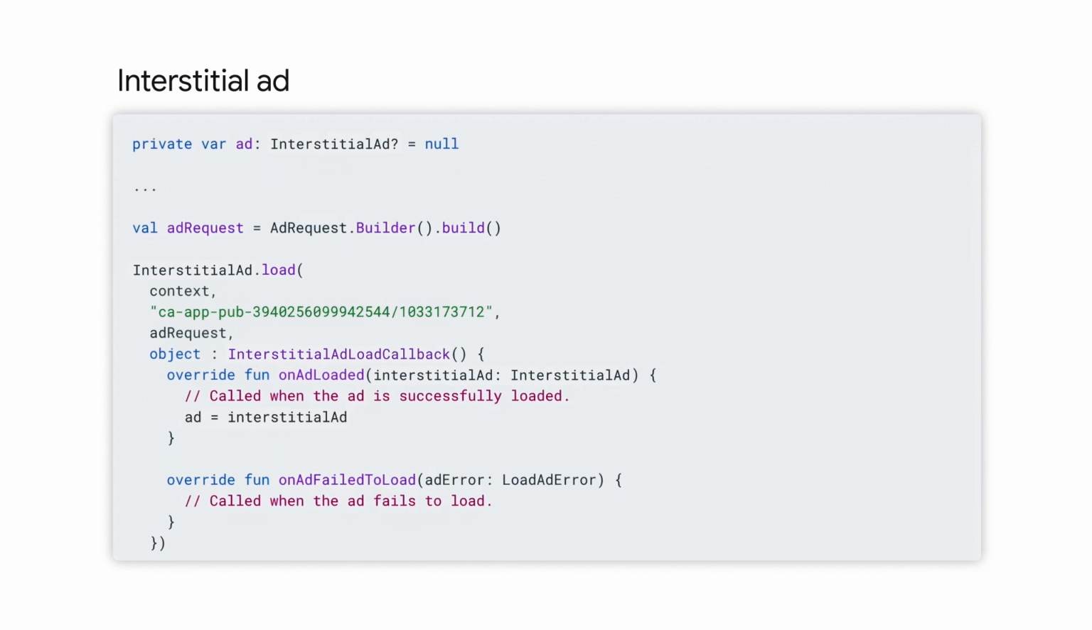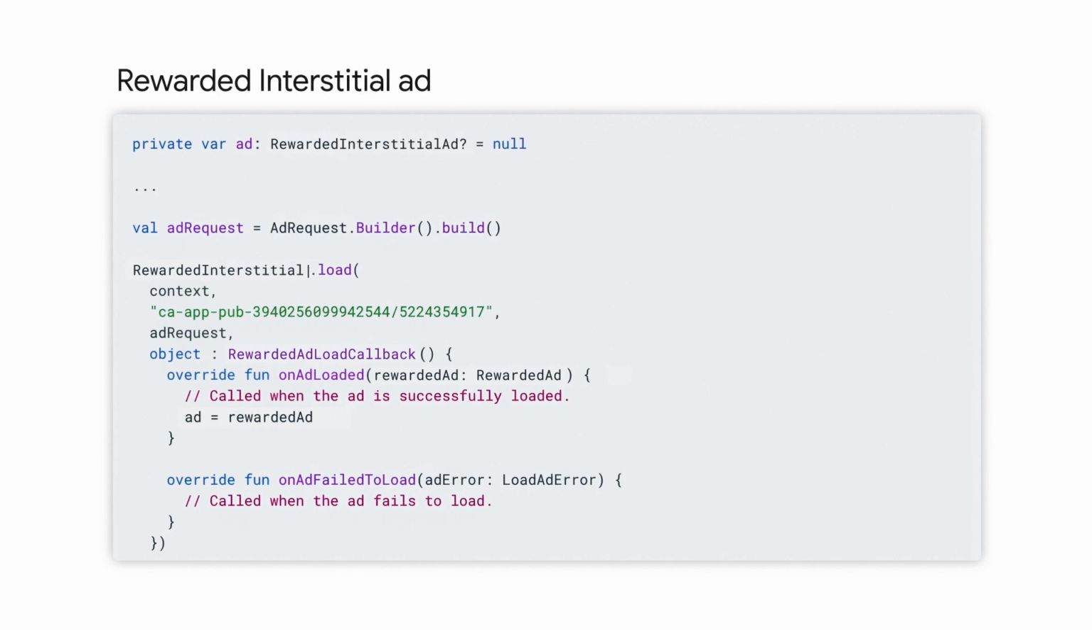In onAdLoaded, set your interstitial ad variable to the returned ad in the callback to use later when it's time to show the ad. Now let's see how the code is set up for rewarded ads. And also for rewarded interstitial ads. From an API standpoint, just identify the ad format you want to use. It's good practice to load full screen ads before you intend to show the ad. That way, the ad is ready to immediately display.